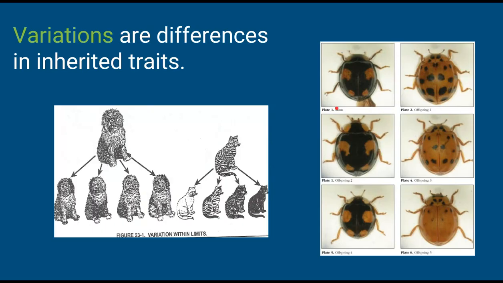Variations, these are just differences in traits. So for example, the spotting pattern of these offspring, well, these are six. There's the mom, offspring 1, offspring 2, offspring 3, offspring 4, offspring 5. They all have slightly different variations of the trait, which is the color of the shell.